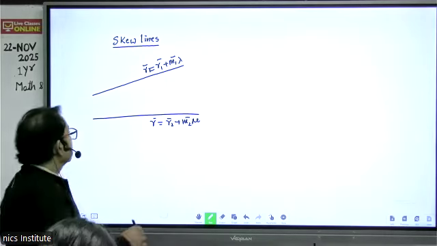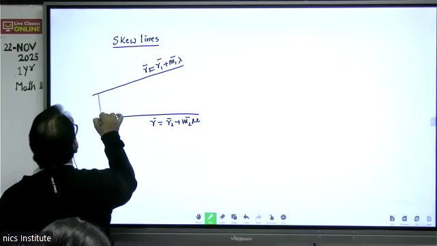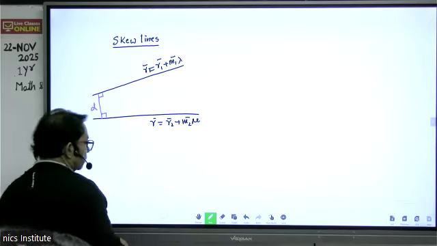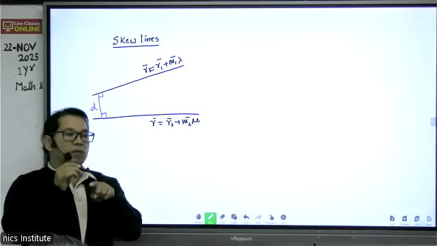So the shortest distance between the two lines will be perpendicular to both. Suppose it's like this. So when the two lines are like this, the shortest distance has to be perpendicular to both.